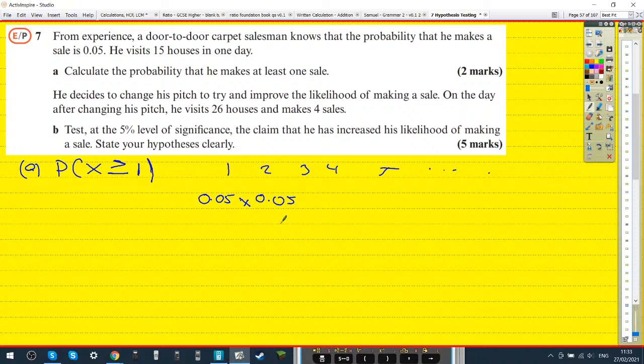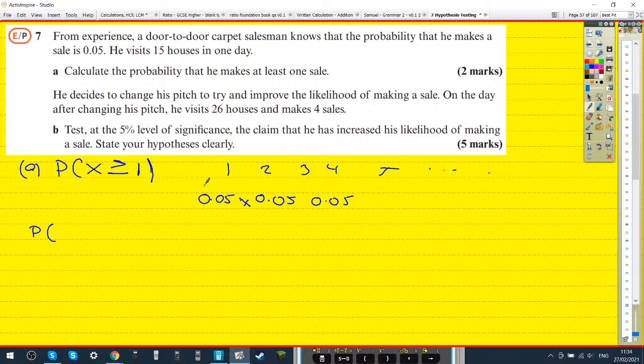Or tell you what, 3 houses. Oh, it's just 0.05 to the 15. Yes, if you want to do 15. So the probability that he gets 15 out of 15 is 0.05 to the 15. What's the probability he doesn't make a sale at all? 0.05 to the power of 0? No.